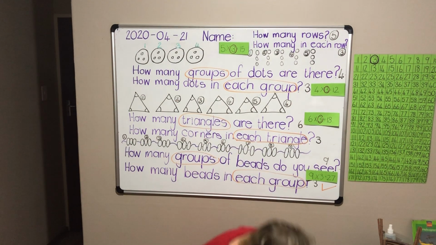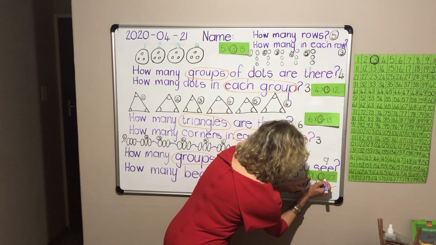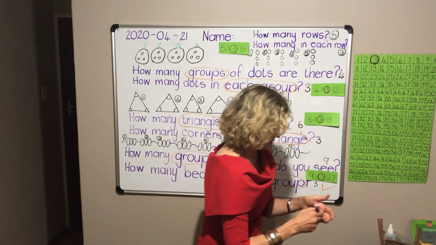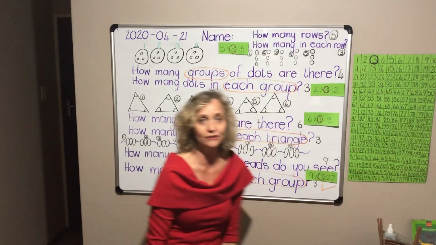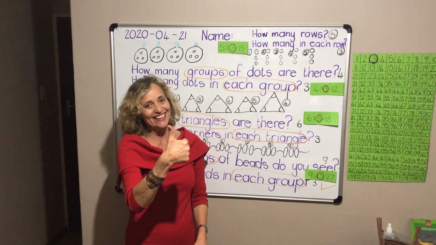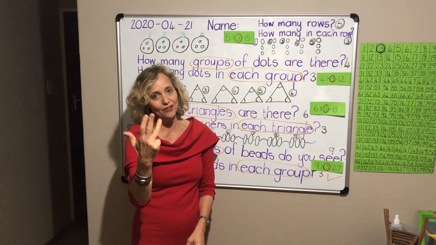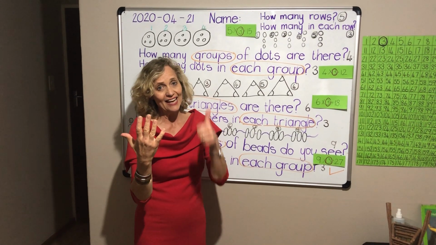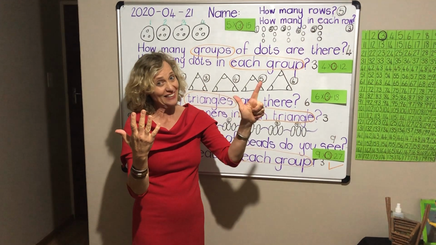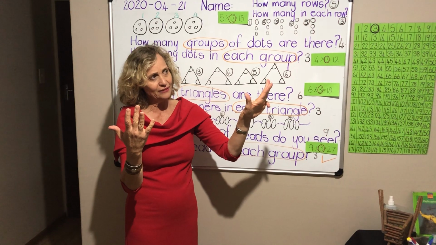Cool. Okay, so we're going to count in threes once again. And how many times are we going to do it? Yes, 9 times. And let's go. 3, 6, 9, 12, 15, 18, 21, 24, 27.